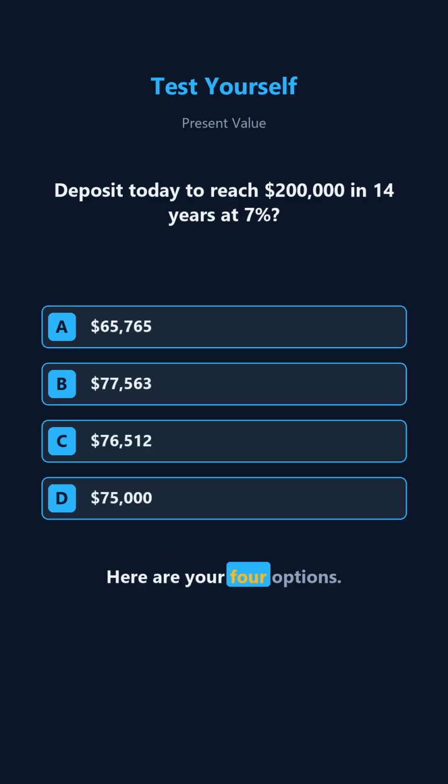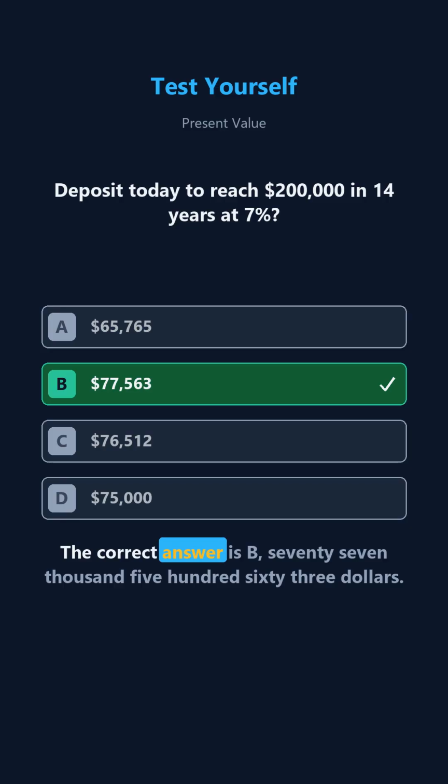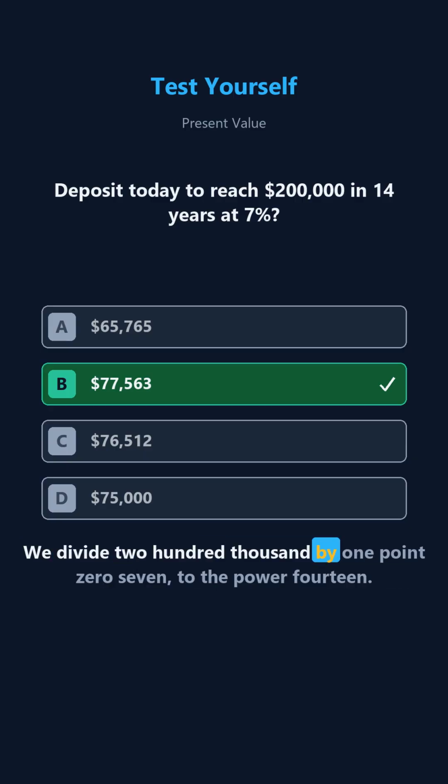Here are your 4 options. Pause the video and solve it now. The correct answer is B, $77,563. We divide 200,000 by 1.07 to the power 14.